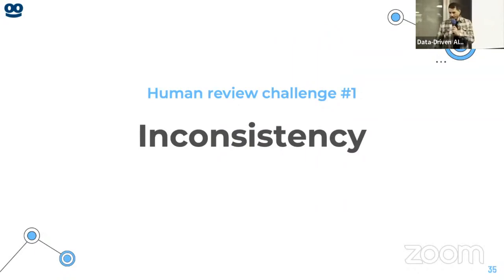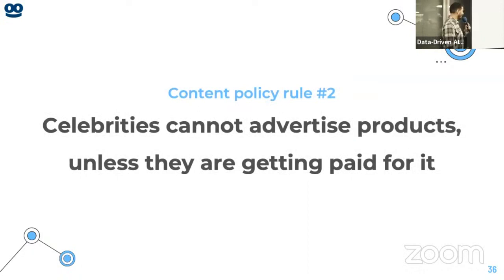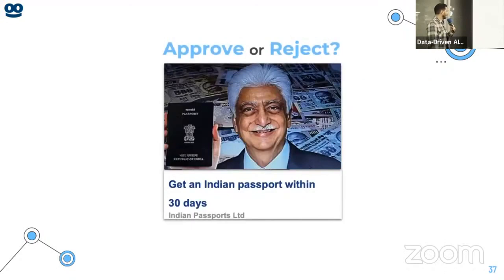Okay, challenge number two, policy rule: celebrities cannot advertise products unless they are getting paid for it. Okay, second example. Would you approve or reject? Who would approve it? Who would reject it? I think you got some tips.